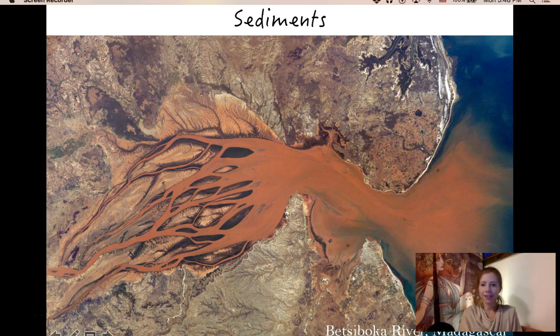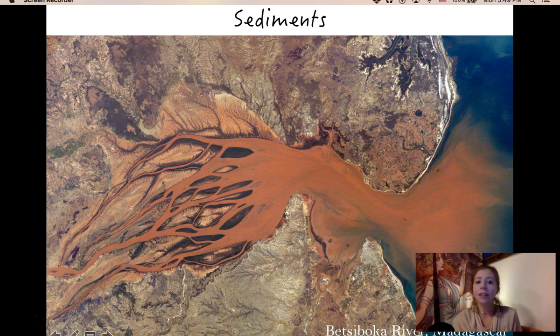Hey class, let's talk about sediments. This aerial image of the Betsiboka River in Madagascar is an excellent example of a depositional environment. So what you see here is a river, and the river is discharging into the ocean.